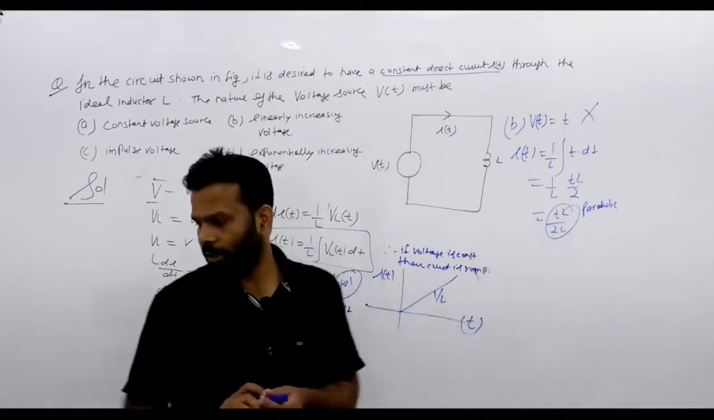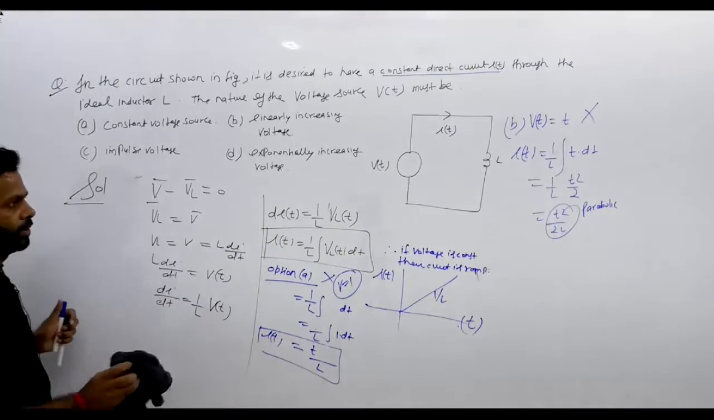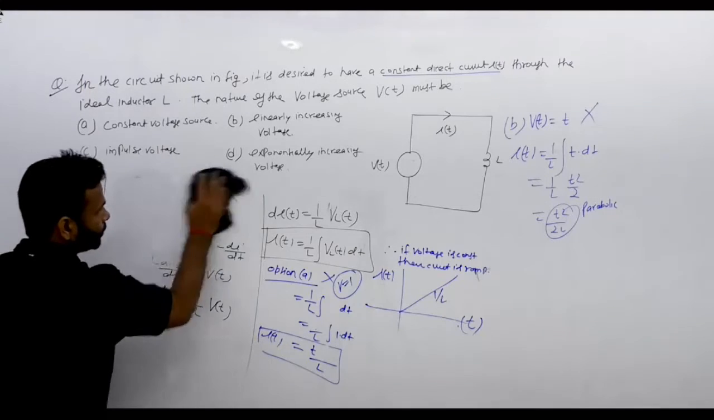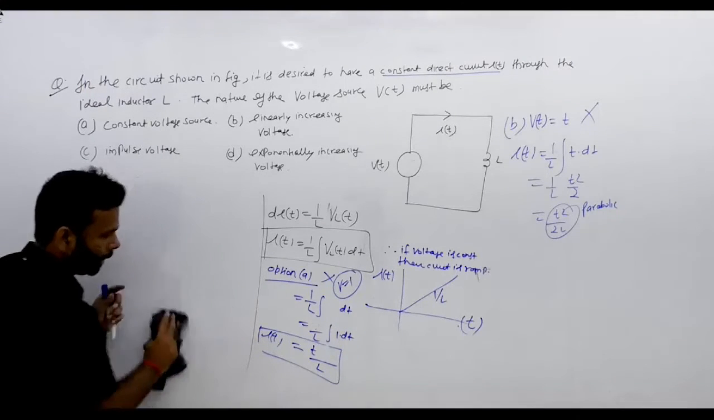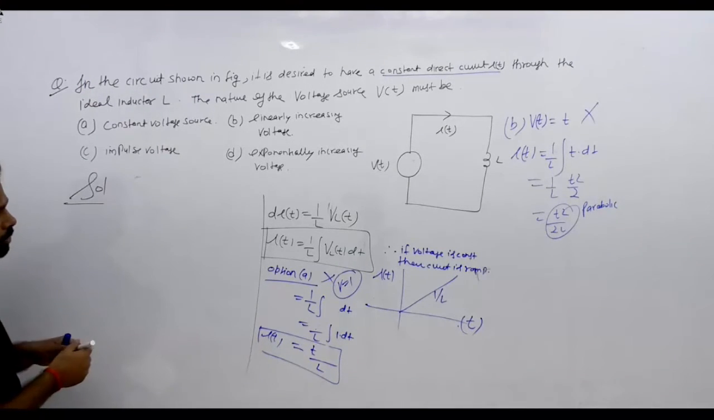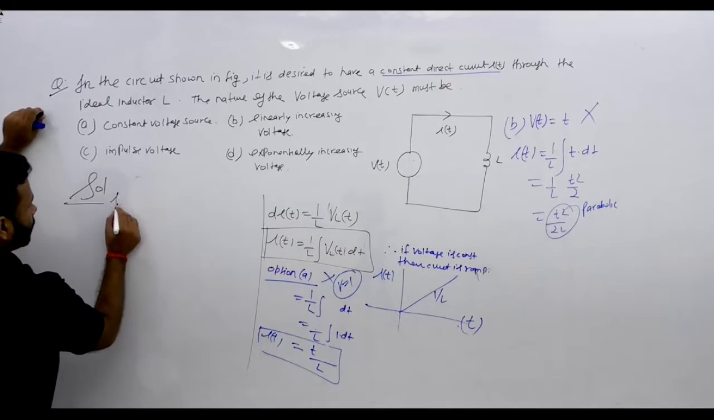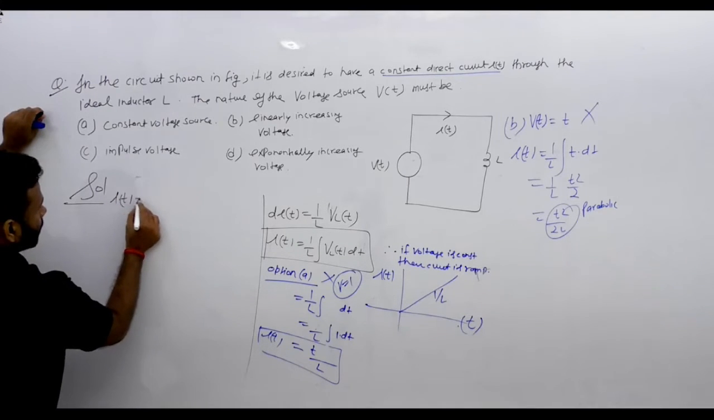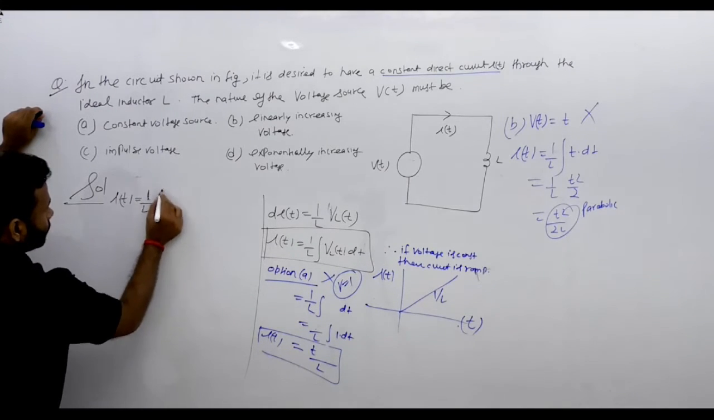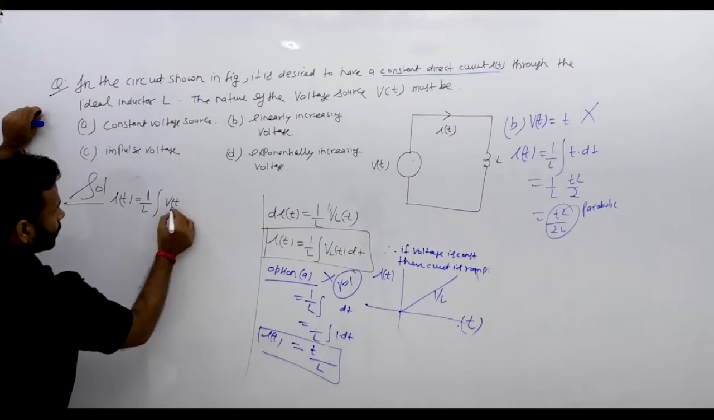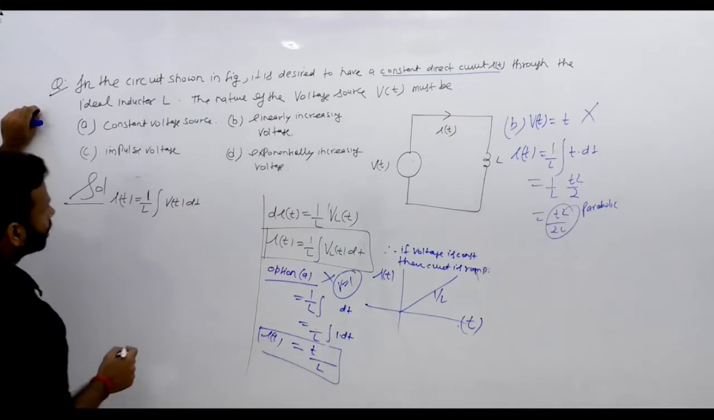Now let's take the C option. Okay. देखते हैं क्या होता है C option में. So we will take C option. So what is the IL? IT is equals to 1 by L integral VT dt, यही तो है ना. सो अगर अब हम कौन सा ले?